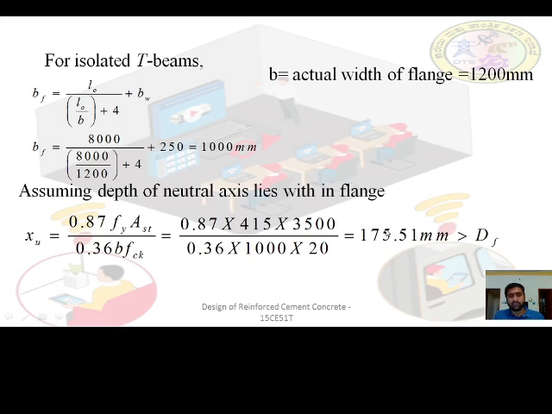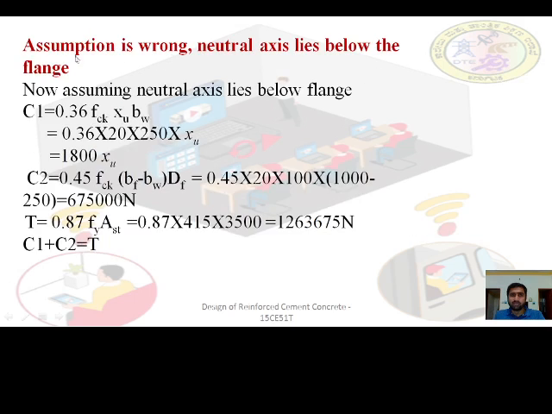So Fy, AST, BF. Actually this is BF, so 1000 millimeter effective width. So BF, then FCK 20. After substituting here, if I solve this, it is coming greater than DF. If it was less than DF, then the assumption would have been right. Since it is coming wrong, we will calculate C1, C2 and the tension force.